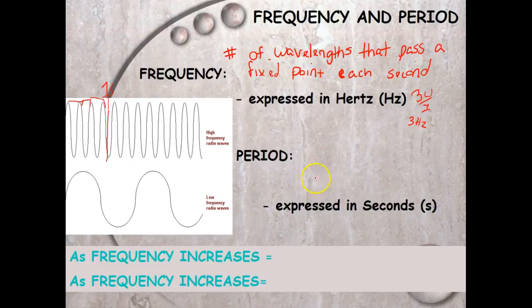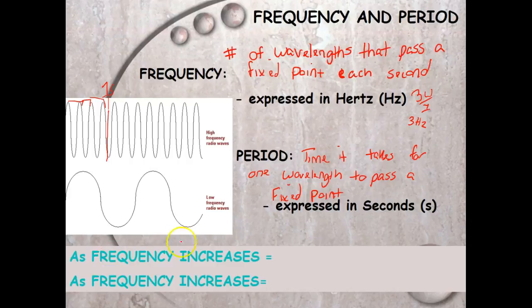The next word is period. So this is the time it takes for one wavelength to pass a fixed point. Since we're talking about time, we express this in seconds. So we can make some comparisons here.